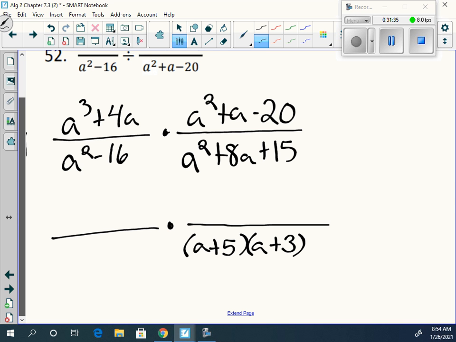What do we want to factor next? A squared minus 16. Well, hey, a squared is a perfect square. Is 16 a perfect square? Okay, so I'd have a minus 4 and a plus 4, yes?